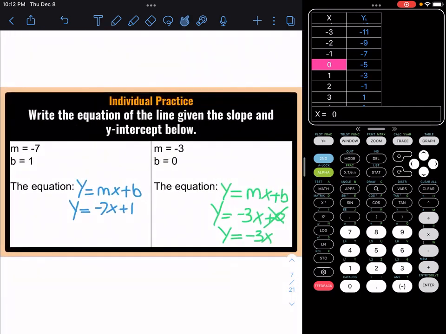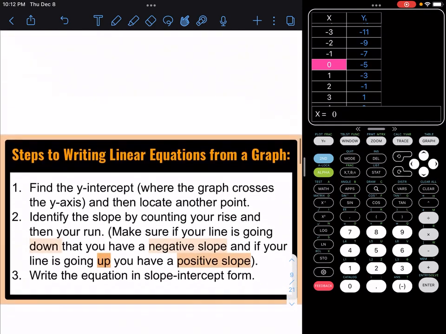So, anytime that we are going to want to write an equation, we are first going to have to know what our slope is, and then we are going to have to know what our y-intercept is. Sometimes we'll be given both that information, sometimes we might be given none of that information, but we are going to learn how to find that information.